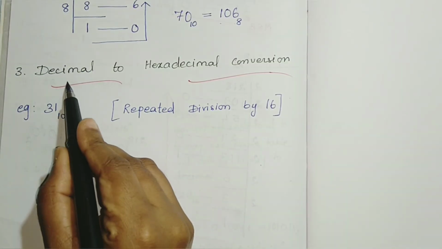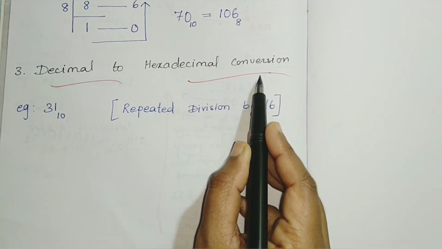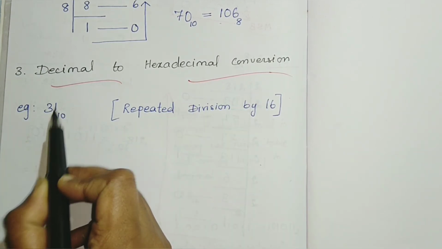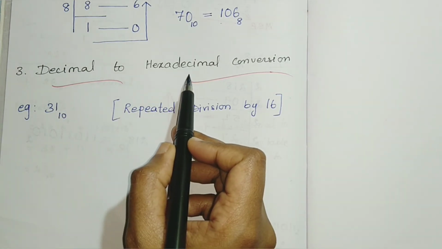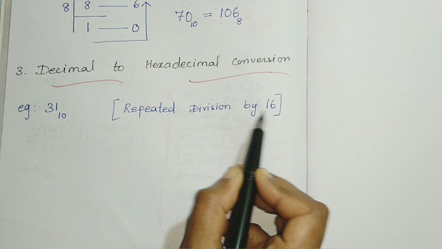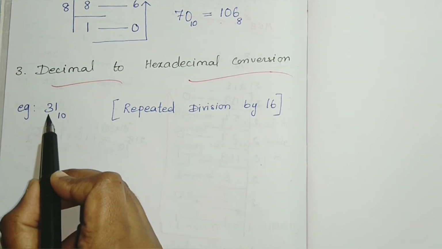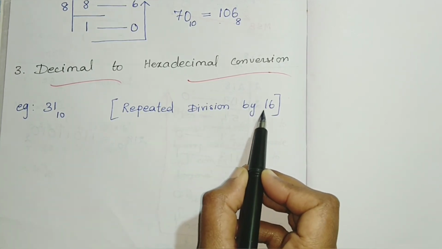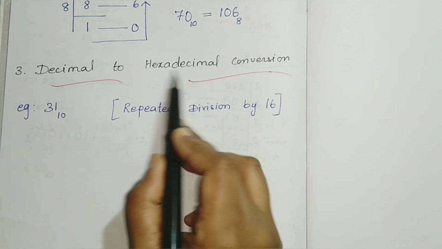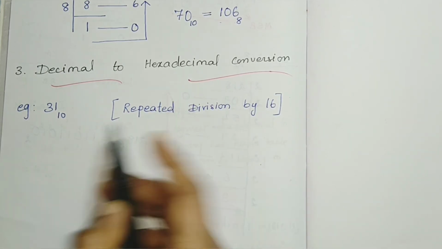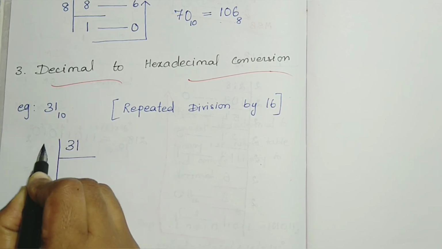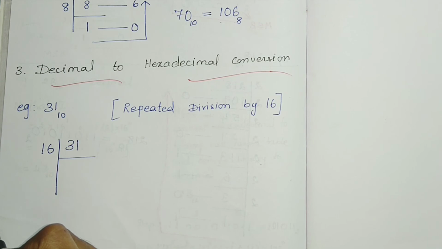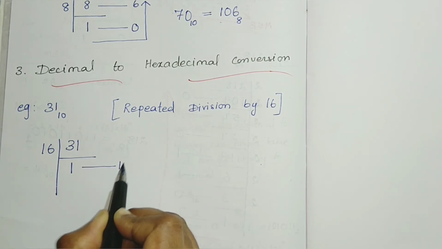And next let us see decimal to hexadecimal conversion. So the decimal number is 31. This decimal number we have to convert to hexadecimal using the method of repeated division by 16. Why is there a need to divide by 16? The base of the hexadecimal number is 16. So you have to divide the given decimal number by 16 to get the hexadecimal number. So let's do it. 16 1s are 16 and the remainder is 15.